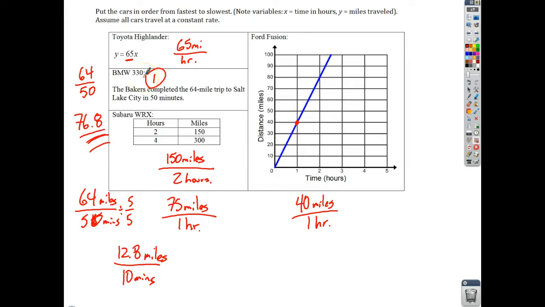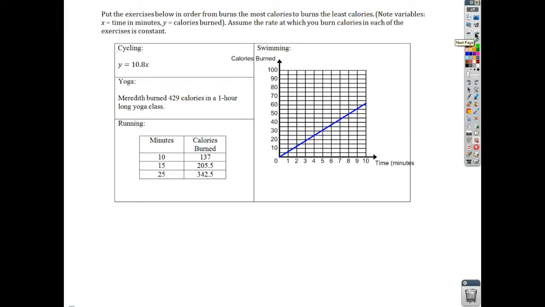So that's the first one. My WRX is very close behind at 75 miles per hour, followed by the Toyota Highlander, and then bringing up the far rear is the Ford Fusion. From fastest to slowest. All right. Next. The exercise below, in order from burns most calories to burns least calories. Okay, go ahead, try that.